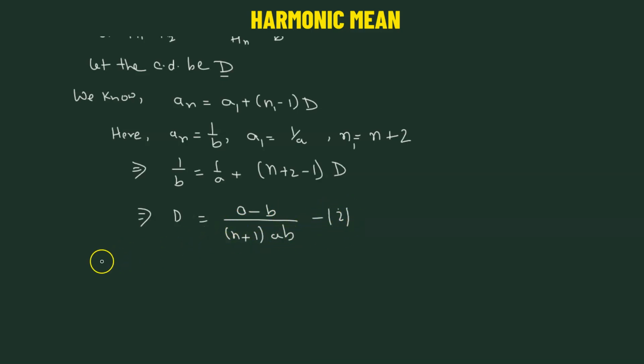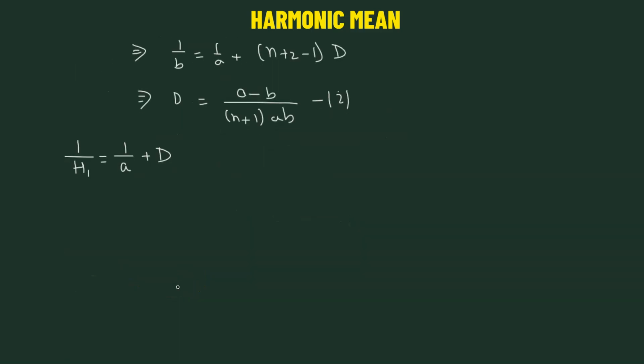Now that we have the common difference, let's try to figure out the value of 1 over h1. That's the second term of the arithmetic progression. All we have to do is take the previous term, which is the first term 1 over a, and add the common difference d to it. So we'll substitute the value of d with a minus b divided by n plus 1 times ab.